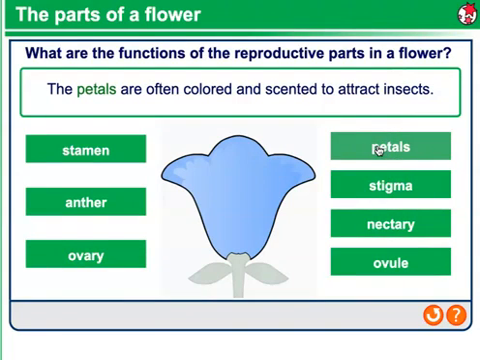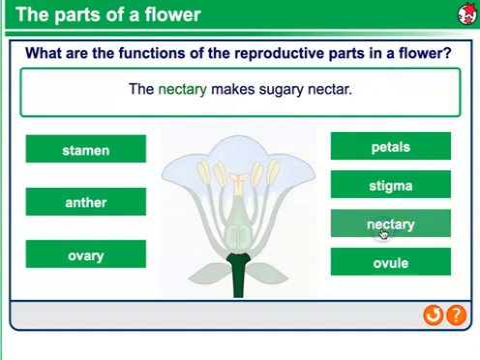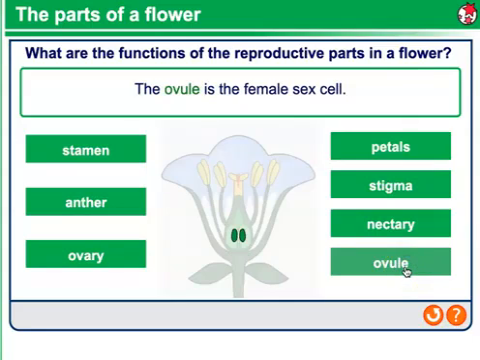The petals are often colored and scented to attract insects. Insects help in the process of pollination. The stigma is the part of the female sex organ that receives the pollen. The nectary makes sugary nectar. And the ovule is the female sex cell.